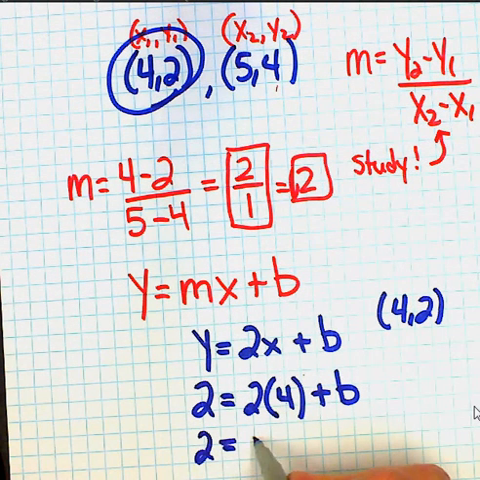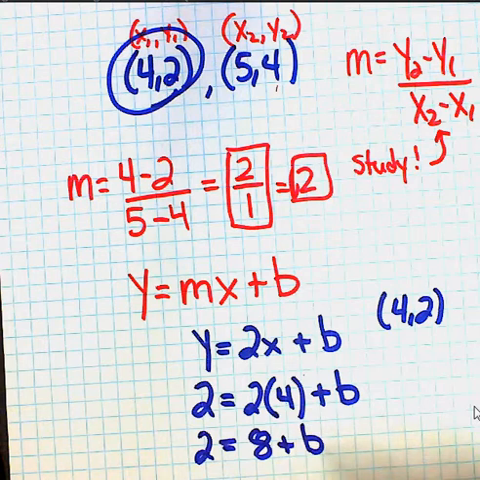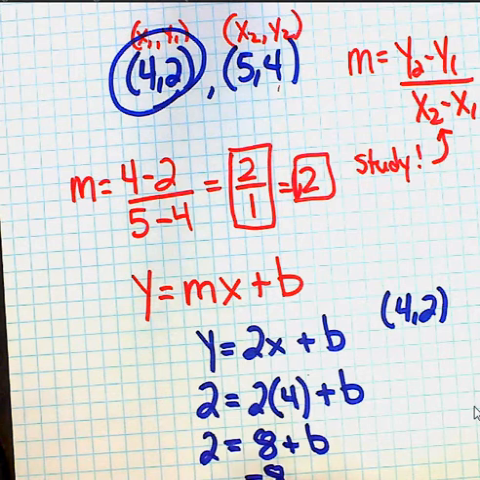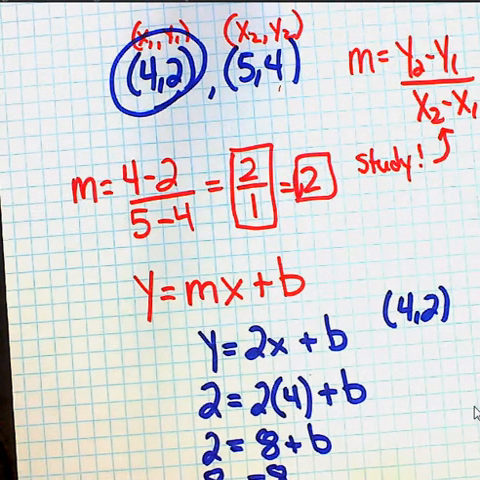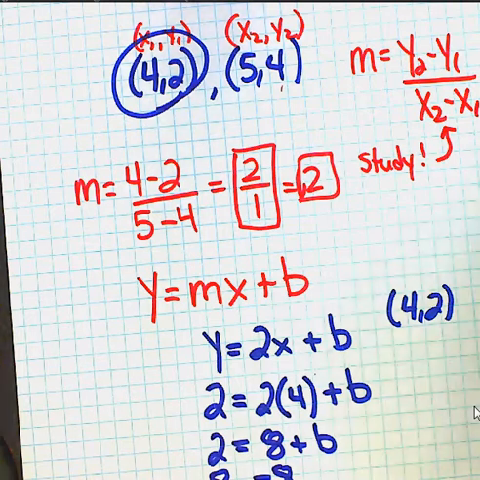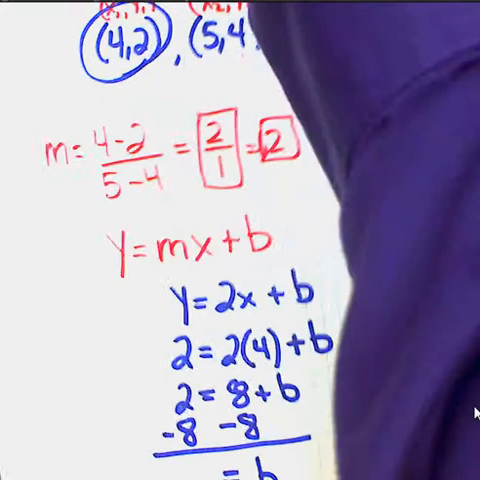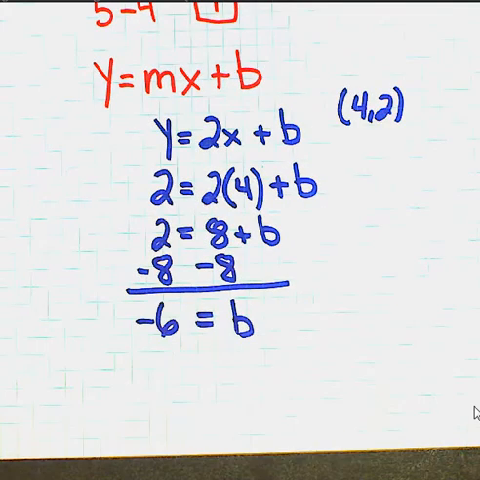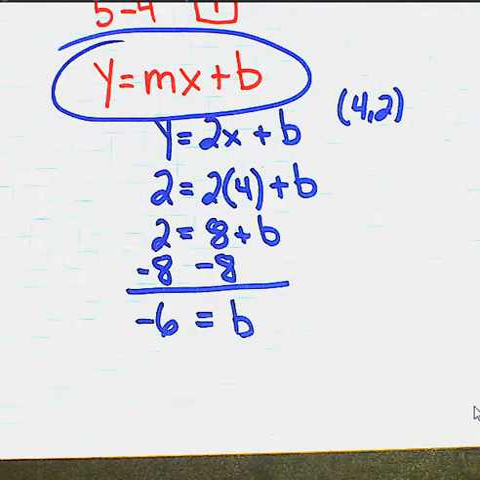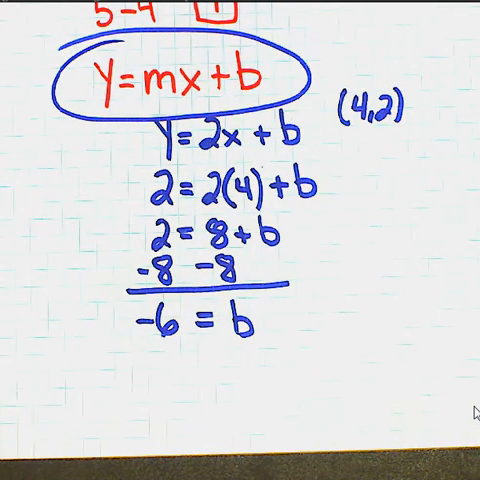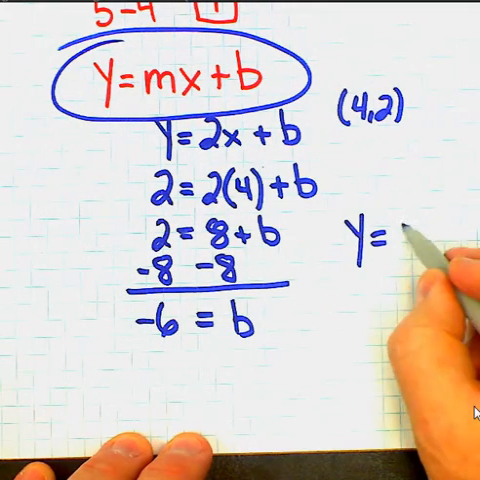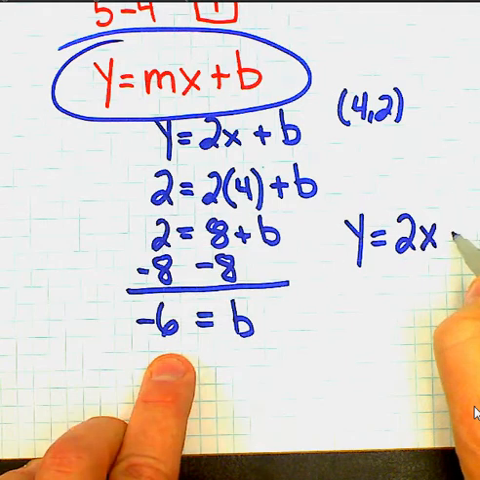2 equals 4 times 2, 8 plus b. And how do I get b by itself if I'm adding 8 to it? Subtract 8. If I subtract 8, what is 2 minus 8? Negative 6. So I get negative 6. Good. So now, remember, here's the equation. Kira gave us the equation. Y equals mx plus b. Do I know my m now? Yes. Do I know my b? Plug them in. Y equals, my m is 2, x, and my b is a negative 6.